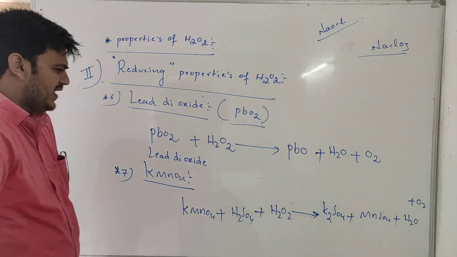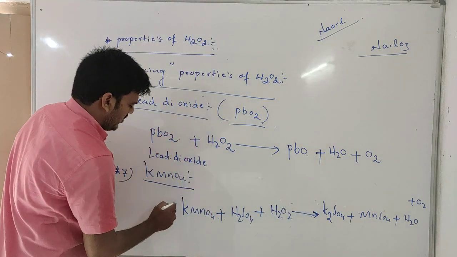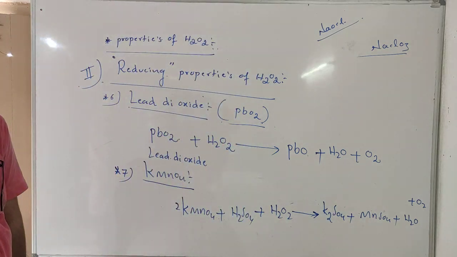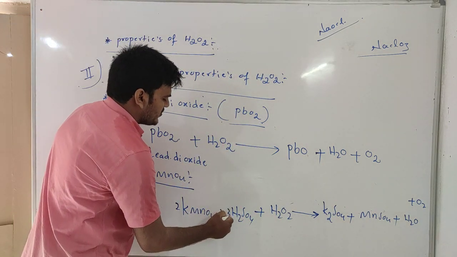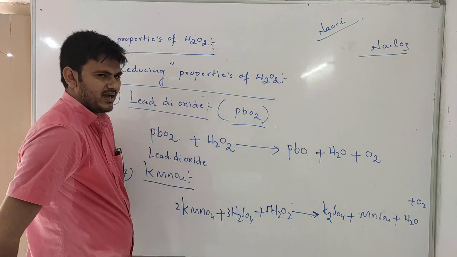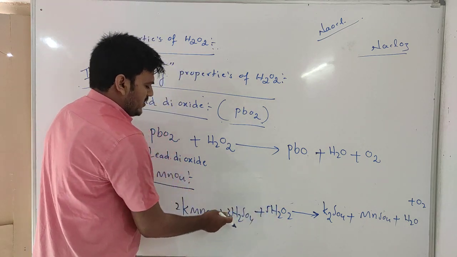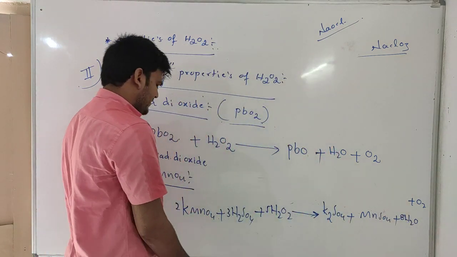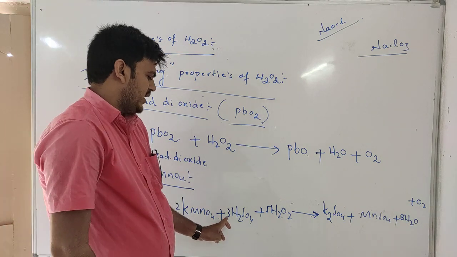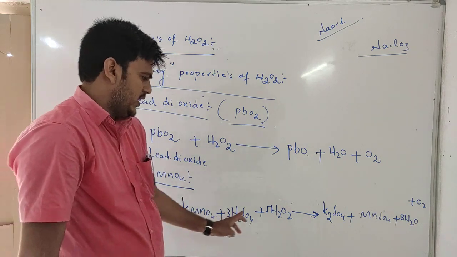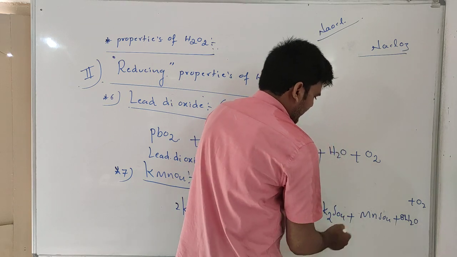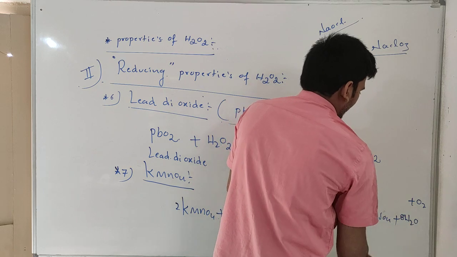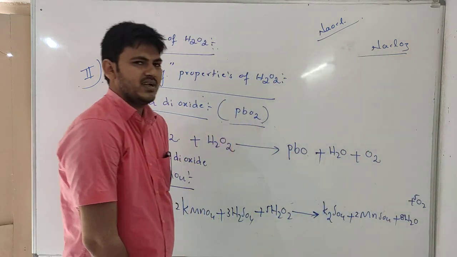So very simple. For example, 2 moles of potassium, 2 moles of manganese, Mn plus 2. And next, 3 moles of H2SO4 and 5 moles of hydrogen peroxide. Next, hydrogen atoms: 5 into 2, 10; 3 into 2, 6; 16 hydrogen atoms, so 8 into 2, 16. Next, oxygen atoms: 2 into 4, 8; 3 into 4, 12; 12 plus 8, 20; 20 plus 10, 30 oxygen atoms.